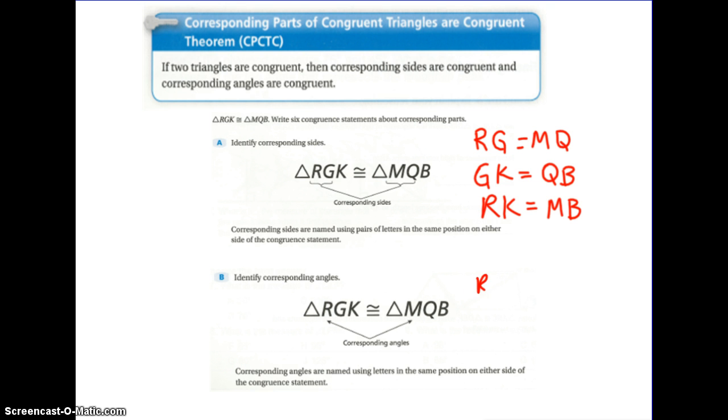Alright, then we also talk about angles. Angle R is congruent to angle M. Angle G is congruent to angle Q. Oops, should be doing my little congruent symbol here. And angle K is congruent to angle B.